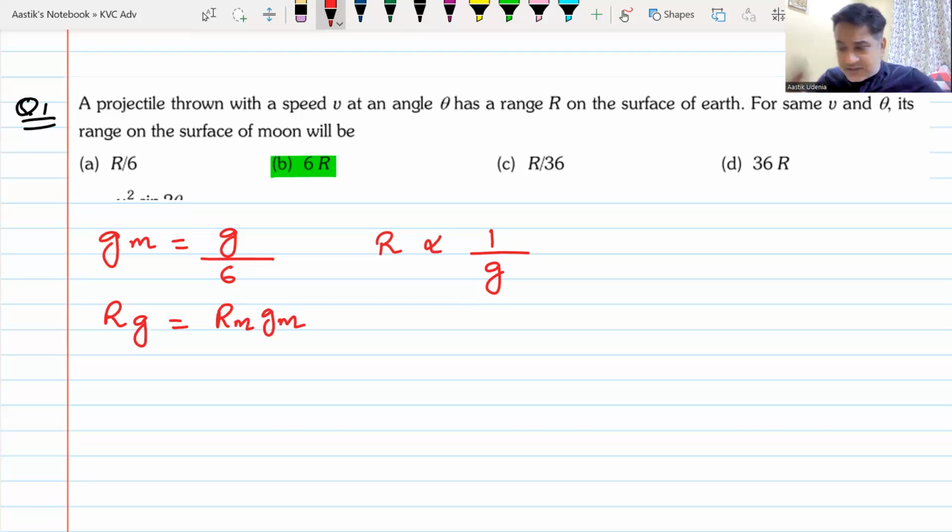Do we understand this, bacha? Yes, sir. And hence the range on moon will be 6 times. You would remember this. Whenever we talk about moon, if you can jump 6 meters here, you can jump 36 meters there, 6 times. Do we understand this? Yes or no? Yes, sir. Please do not make mistakes in this question, beta, otherwise we'll fall into trouble. These are simple questions, and these questions should be answered fast.